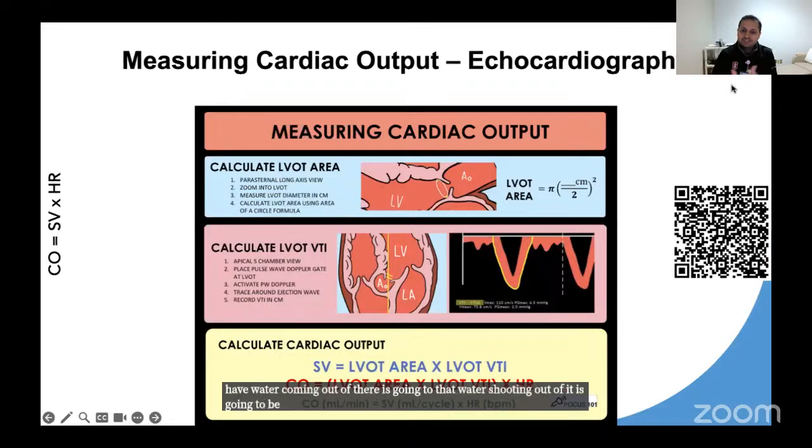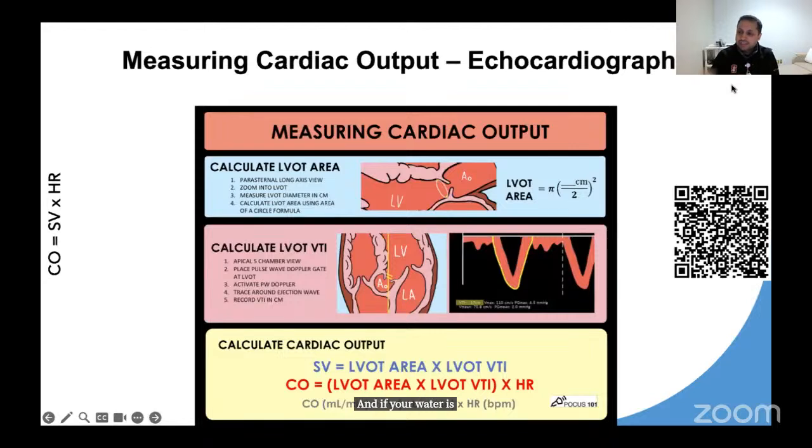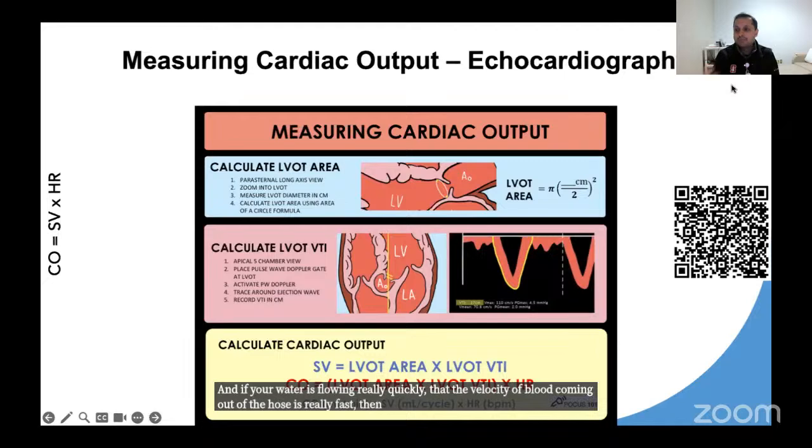So if your hose is wider, you're going to have more stroke volume. That's the LVOT diameter. And if your water is flowing really quickly, that is, the velocity of blood coming out of the hose is really fast, then in a certain amount of time, you get more water out of the hose. So that's the principle we're using.